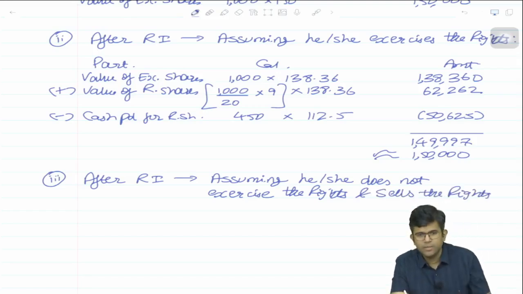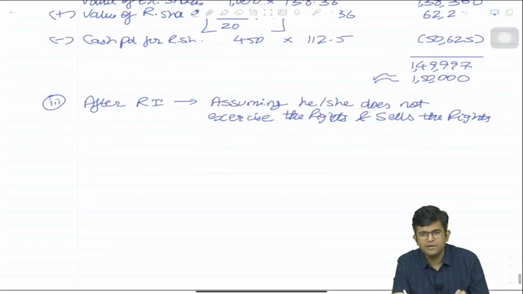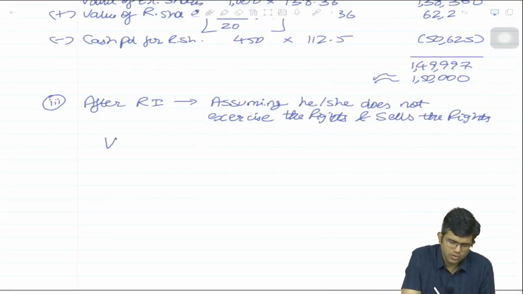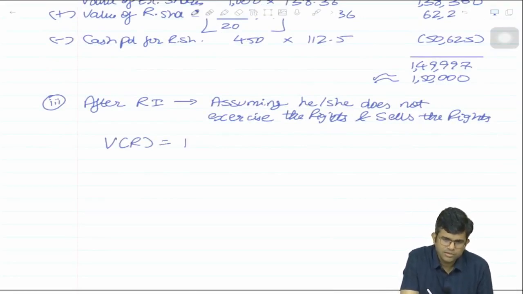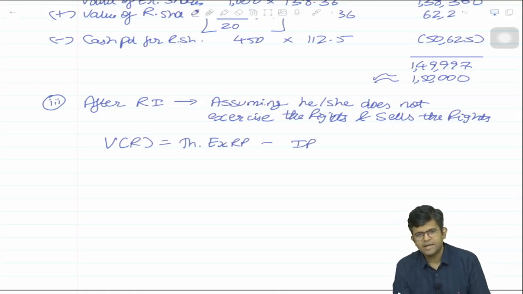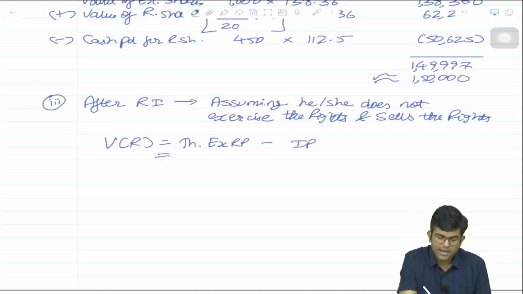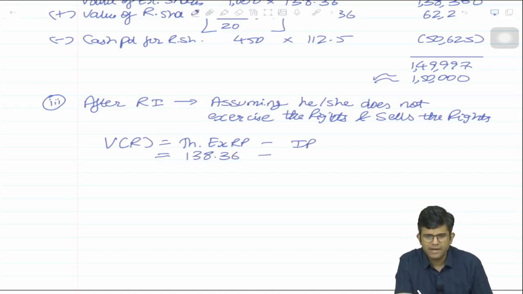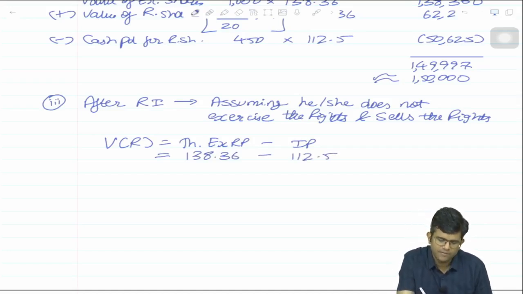But for that, do you remember we will have to calculate the value of a right alone? Everyone clear now? We will have to calculate the value of a right alone. Anyone remembers the formula? It was the theoretical X rights price minus the issue price. Everybody clear? X rights price minus issue price. The X rights price is 138.36.